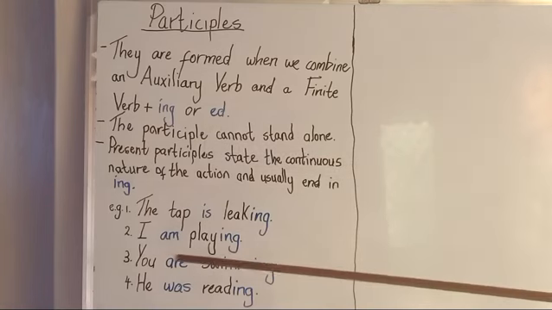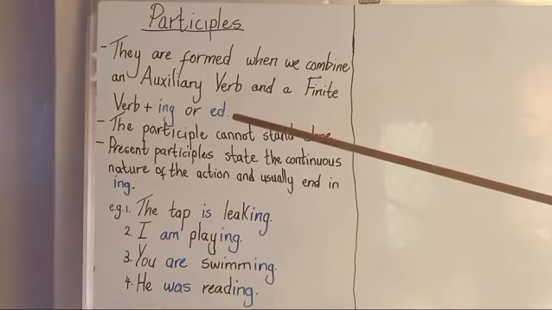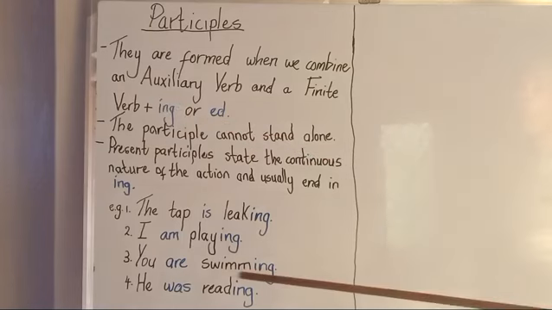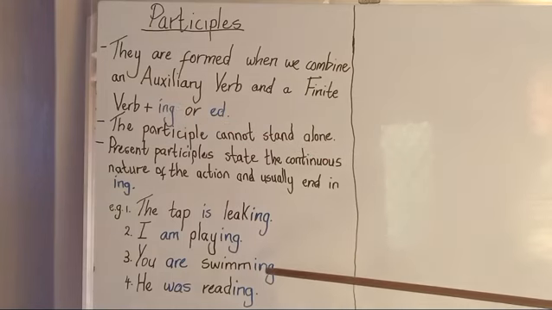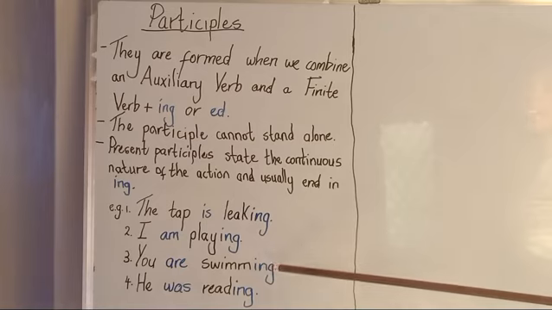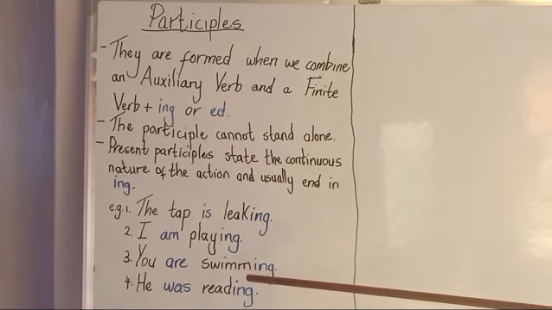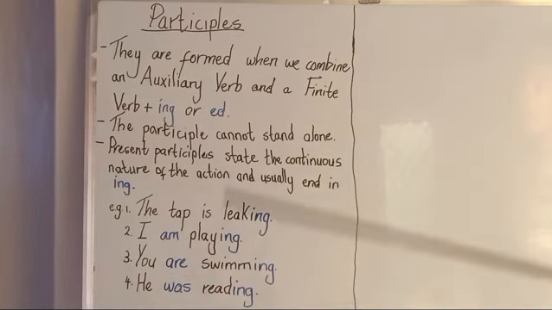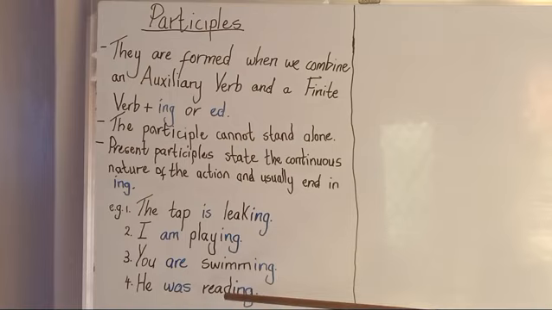Then you have: you are swimming. Are is our auxiliary verb, and we have swimming, which is our finite verb with the ing at the end, which tells us it's a participle. We have: he was reading. Was is our auxiliary verb, and our finite verb, read, has an ing, which is telling us reading. It's a continuous thing.